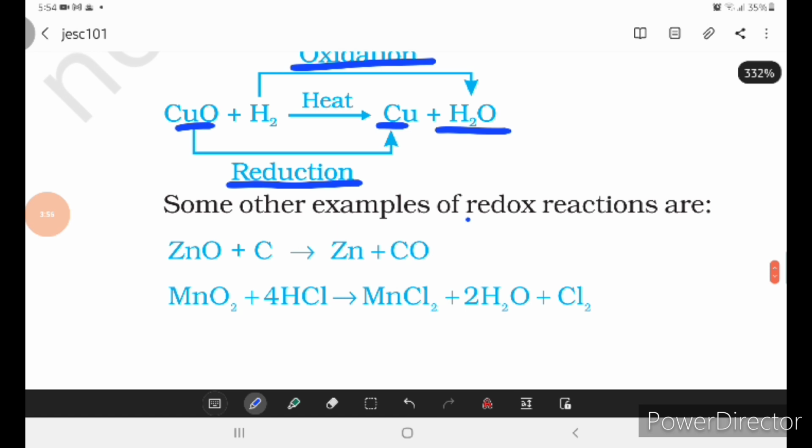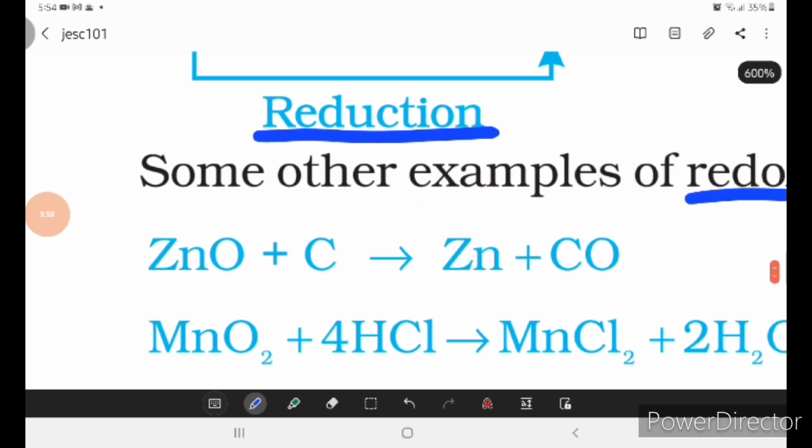Some other examples of redox reactions are ZnO plus C giving rise to Zn plus CO. Here ZnO is losing oxygen. That means ZnO is reduced, and carbon is gaining oxygen and forming CO. Then here it is oxidized. So it is a redox reaction.